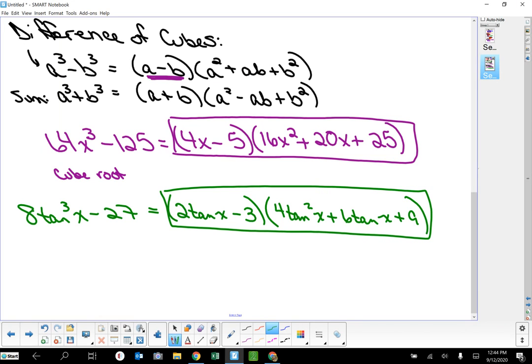All right? I'm not going to do a sum of cubes. It's exactly the same thing, just different signs.